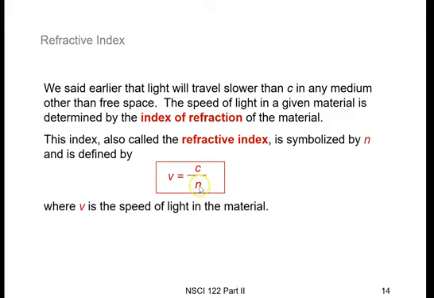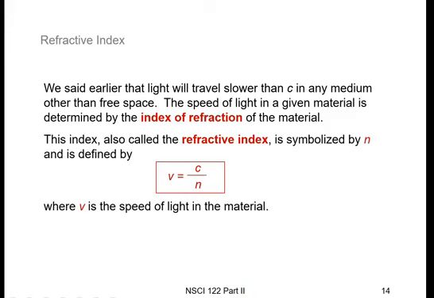So if you think about it, the index of free space must be 1. This index is going to be just a number, right? And it has to be 1 for free space because v has to be c if we're talking about free space. So the index of refraction for vacuum or free space is 1. Now, any other material where there's matter, the index is going to be larger than 1 because v's got to be less than c. The light slows down. So this index is going to be a number that's 1 or greater.